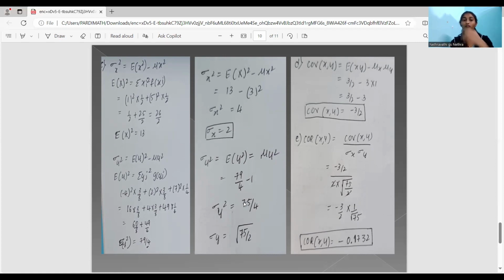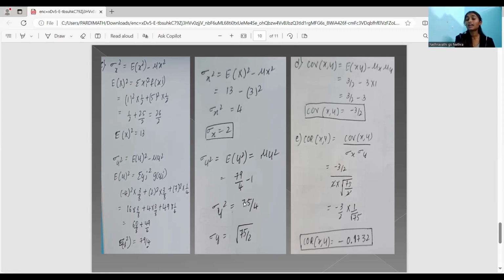And we have to find the standard deviation, that is rho of x square. To find rho of x square, we have a formula, E of x square minus mu of x square. In this, E of x square is unknown. We have to find the value of E of x square. We have a formula, summation of xi square f of xi. So by substituting all the values in the formula, we get the answer E of x square, which is equal to 13.